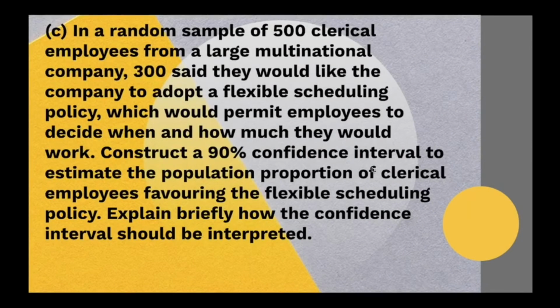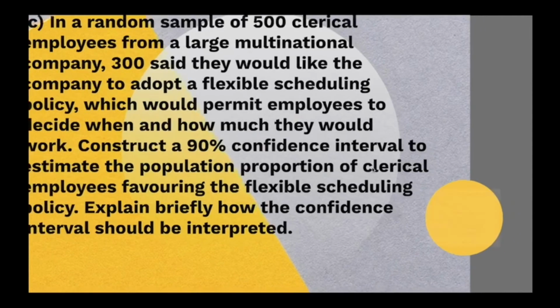MOOC 3, question 4c. In a random sample of 500 clerical employees from a large multinational company, 300 said they would like the company to adopt a flexible scheduling policy, which would permit employees to decide when and how much they work. Construct a 90% confidence interval to estimate the population proportion of clerical employees favoring the flexible scheduling policy. Explain briefly how the confidence interval should be interpreted.